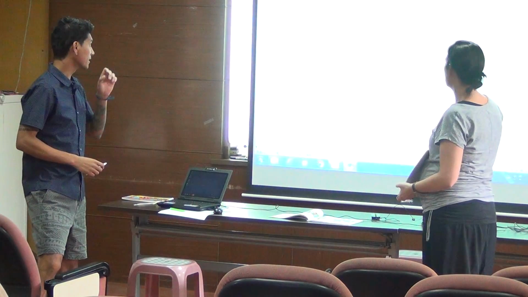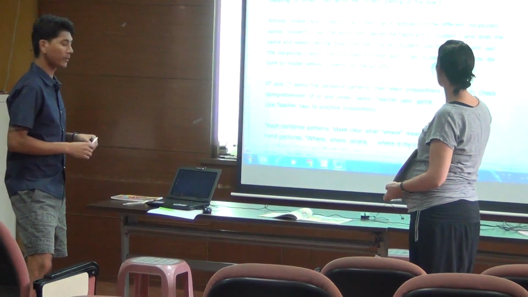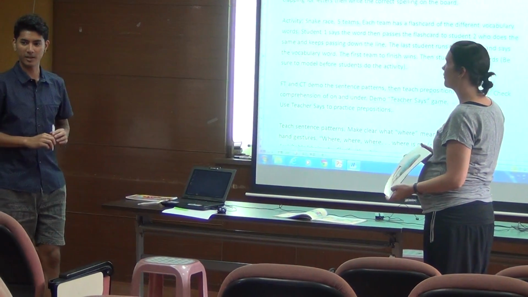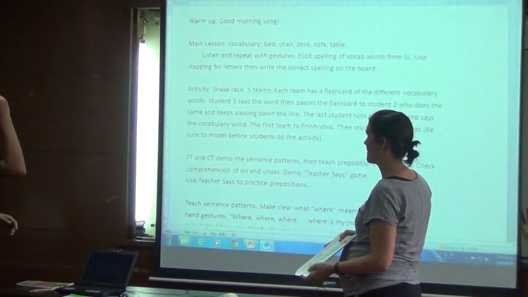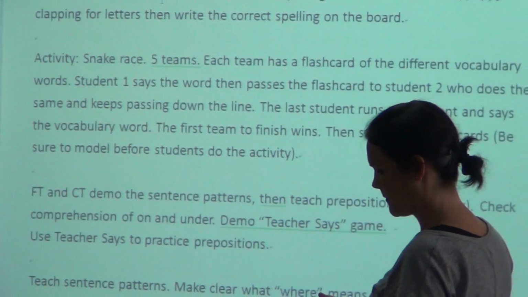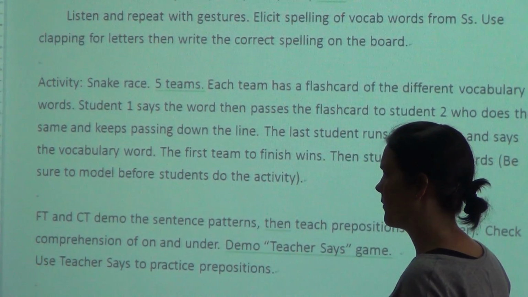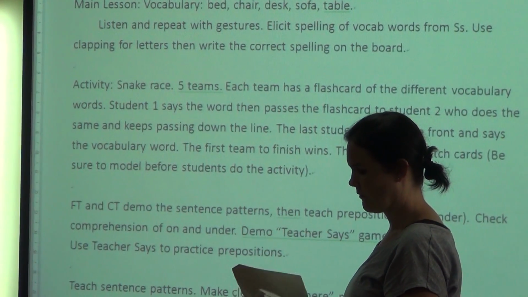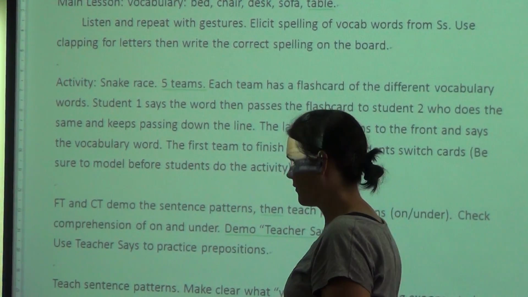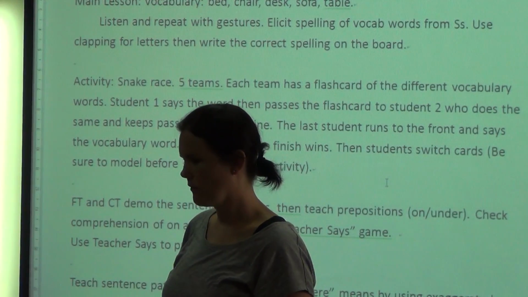I was thinking something really quick too, like maybe a quick hangman with all the vocabulary words, or a couple of them, before we did this. We didn't put it there, but the snake race would be 5 teams in a row, and we would give them each a different vocabulary word. So maybe the first row would have desk or bed.